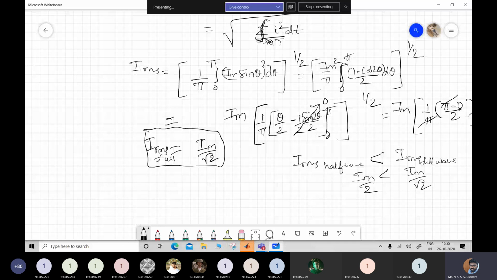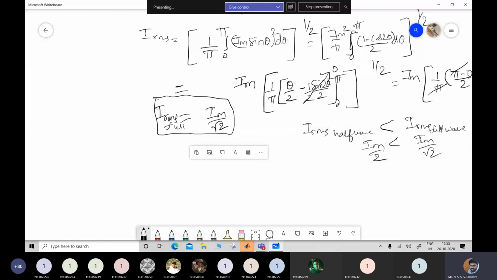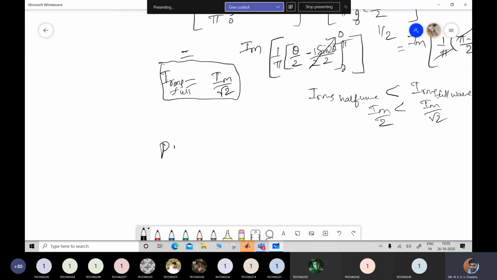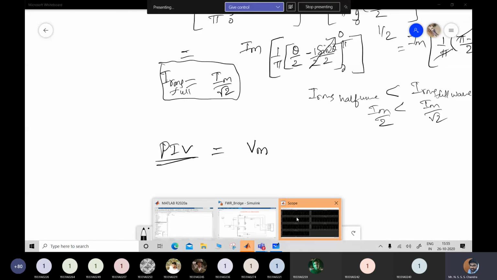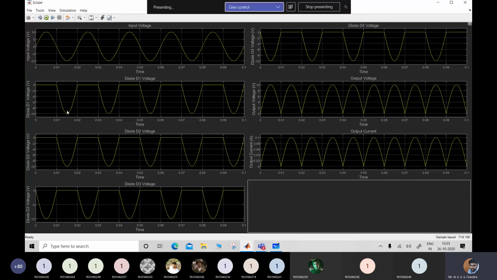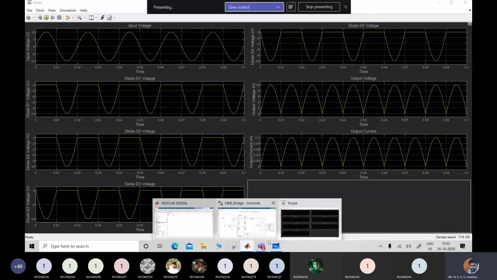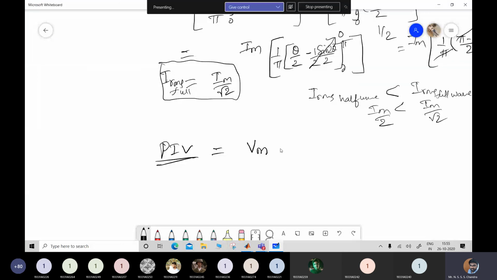So this is how you calculate the RMS value, and you already calculated the peak inverse voltage. What is the peak inverse voltage value? Vm, right? Did you see this waveform? What's the peak inverse voltage across your diode? It is minus 10, a negative voltage at its maximum value. You can see in the simulation diagram, it is minus 10, which is equal to your Vm value. So that's how you get the peak inverse voltage as Vm.